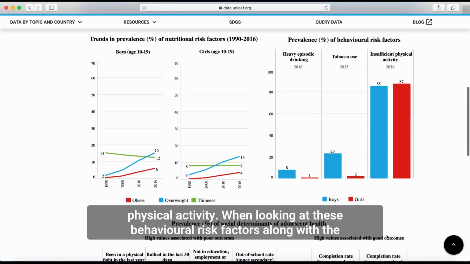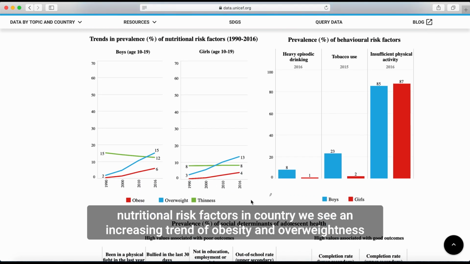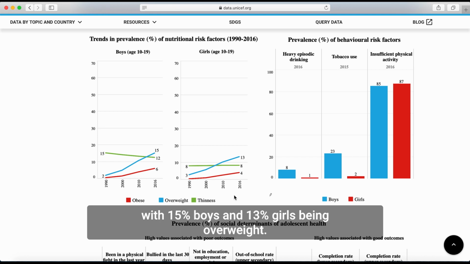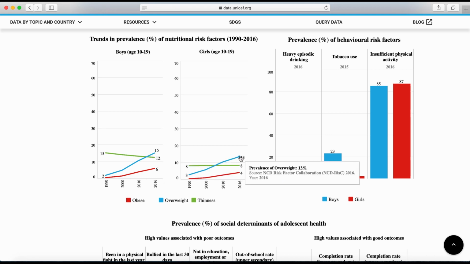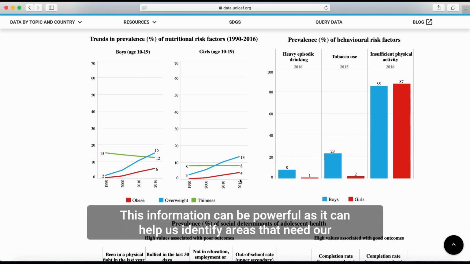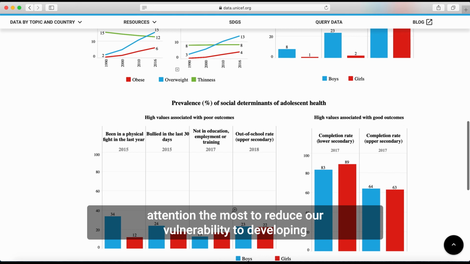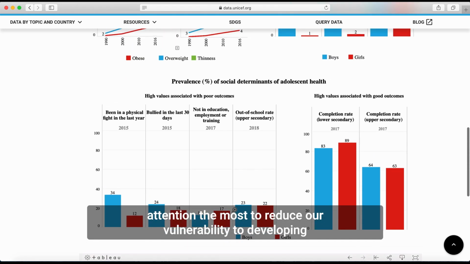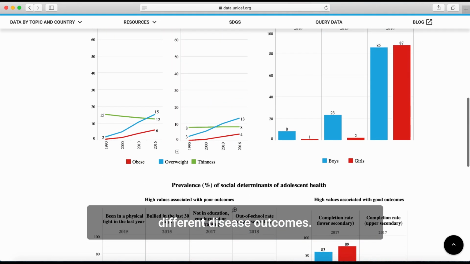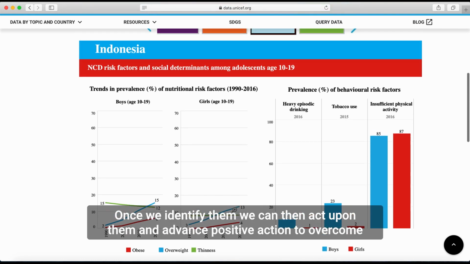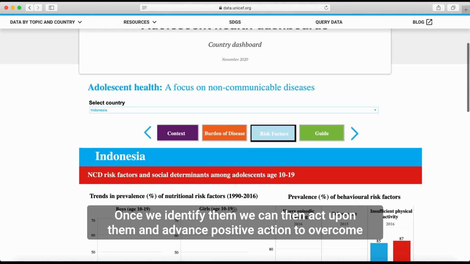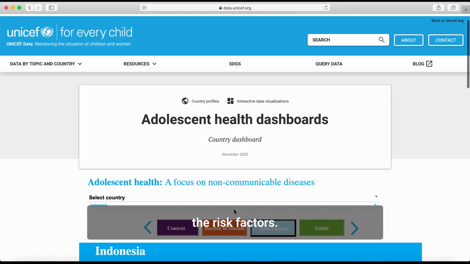When looking at these behavioral risk factors along with the nutritional risk factors in the country, we see an increasing trend of obesity and overweightness, with 15% of boys and 13% of girls being overweight. This information can be powerful as it can help us identify areas that need our attention the most to reduce our vulnerability to developing different disease outcomes. Once we identify them, we can then act upon them and advance positive action to overcome the risk factors.